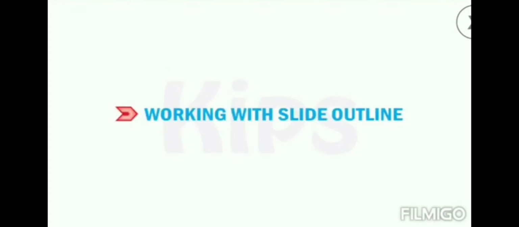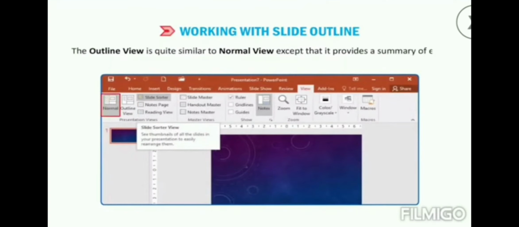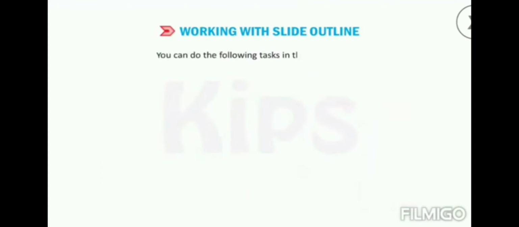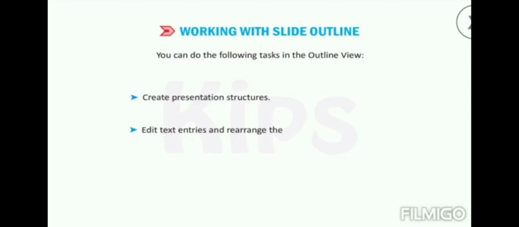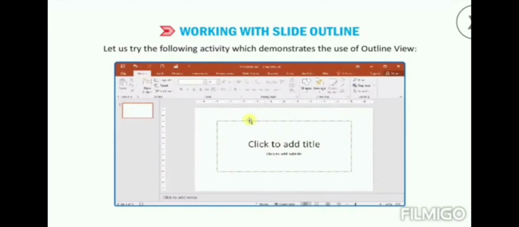Let's learn how to work with Slide Outline View. The outline view is quite similar to normal view except that it provides a summary of each slide in the outline pane. You can do the following tasks in the outline view. Create presentation structures, edit text entries and rearrange the text on slides as needed. Hide or display text levels. Let us try the following activity which demonstrates the use of outline view.